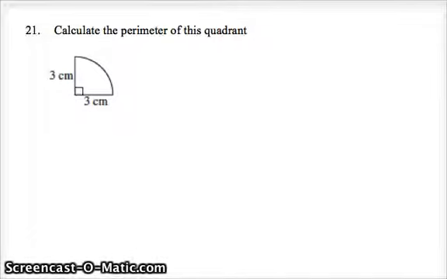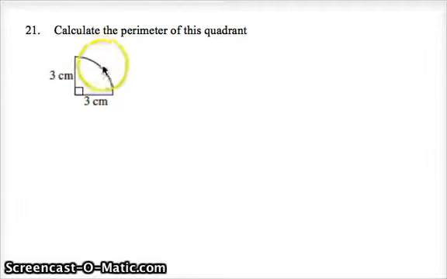This is Year 8 Circles Revision, question 21. In this question, we're asked to calculate the perimeter of this quadrant. So a quadrant is a quarter of a circle, and we need to find the perimeter, which is the distance all around the outside of the circle. So we've really got to look for which bits are curved and the straight bit.